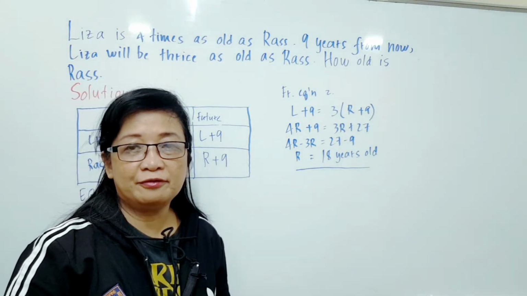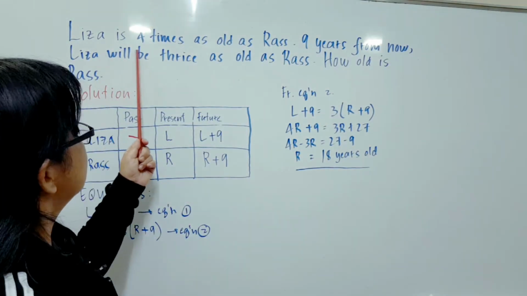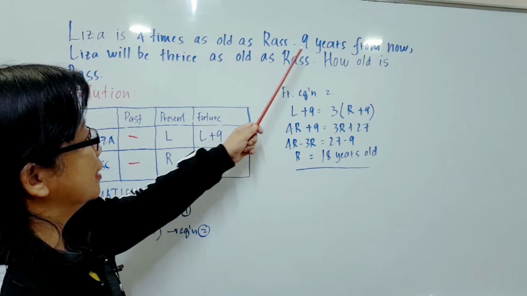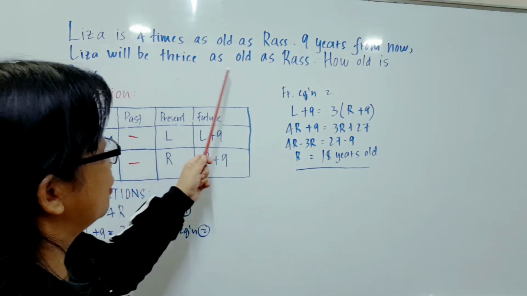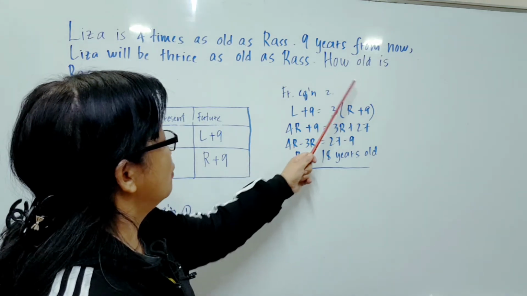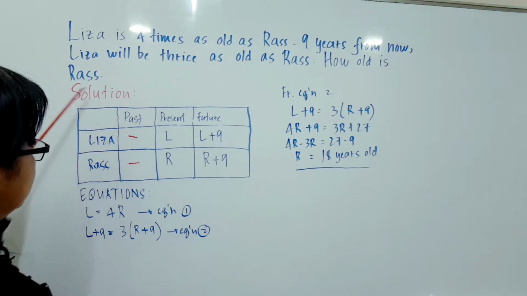Another problem involves two persons. Lisa is 4 times as old as Ras. 9 years from now, Lisa will be thrice as old as Ras. How old is Ras? Now, here is our solution.